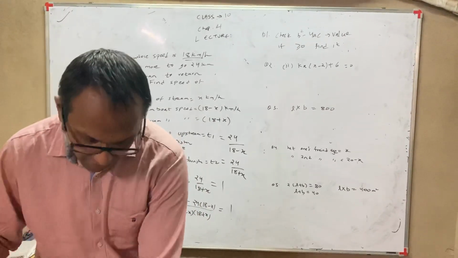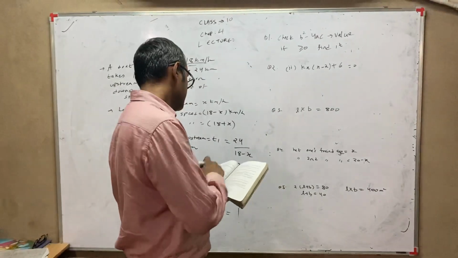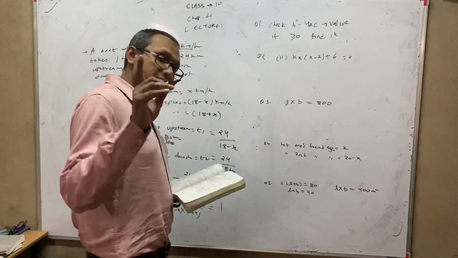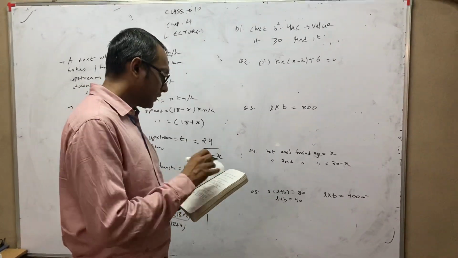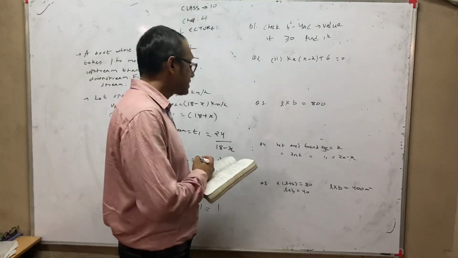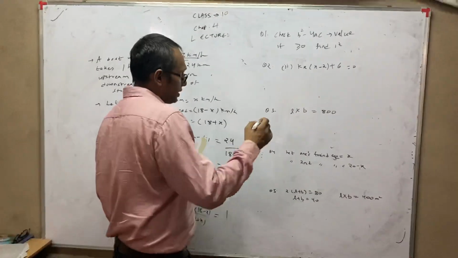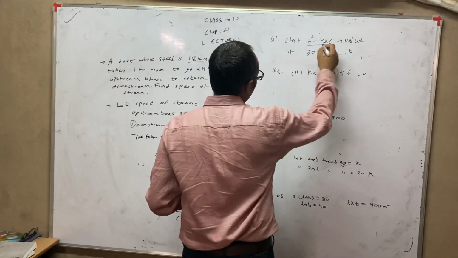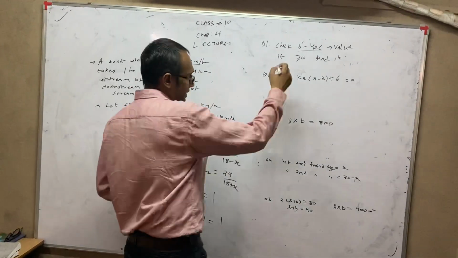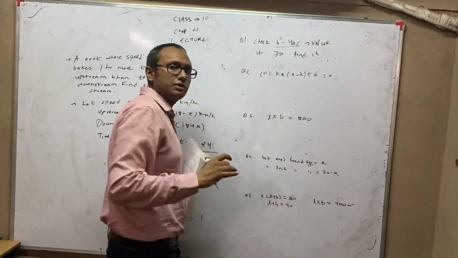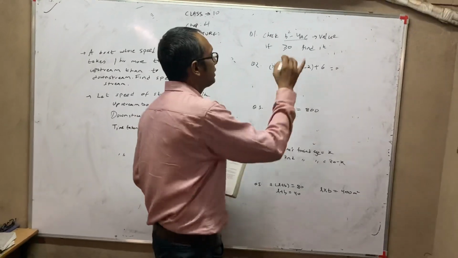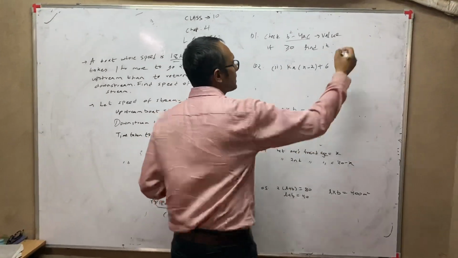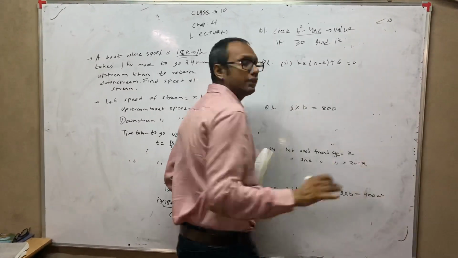Now let us have a look at exercise 4.4. First question: find the nature of the roots of the following quadratic equations. If real roots exist, find them. Basically you have to check the value of b square minus 4ac. If it is greater than or equal to 0, then you find the roots. If it is less than 0, then don't find anything, it will have no roots.